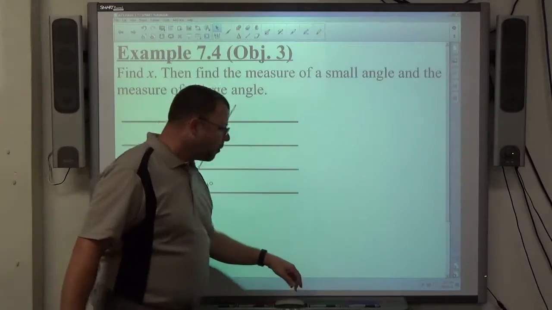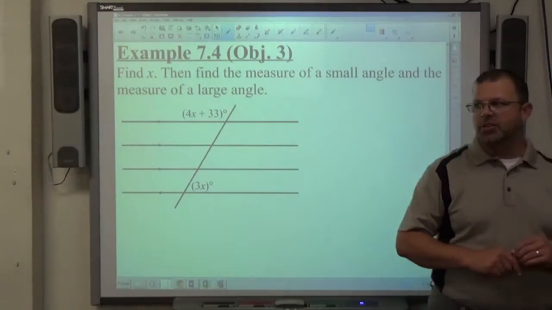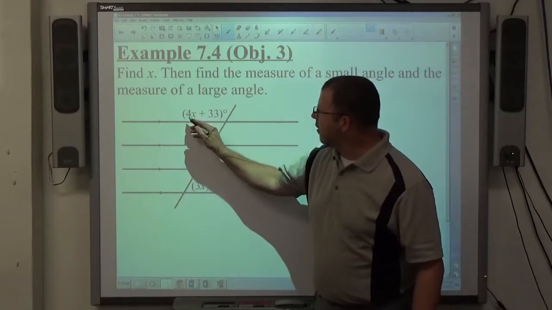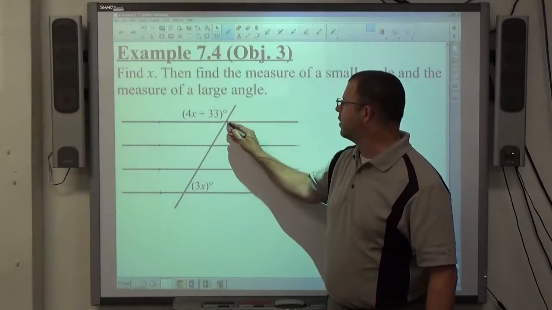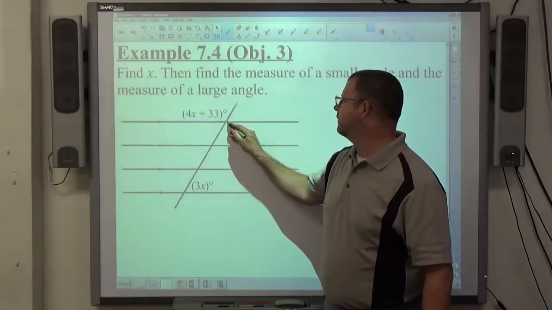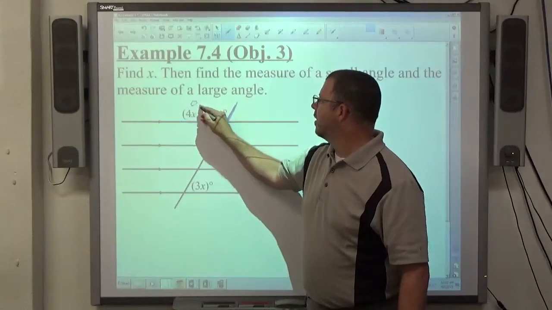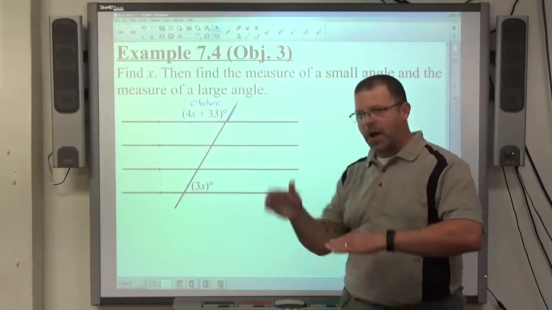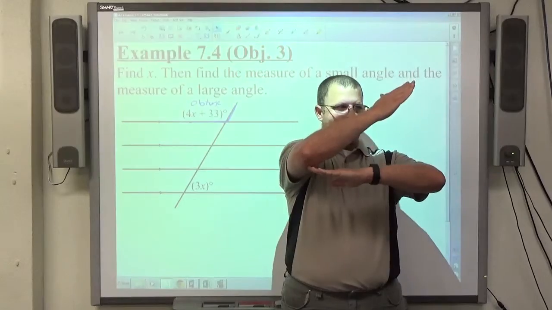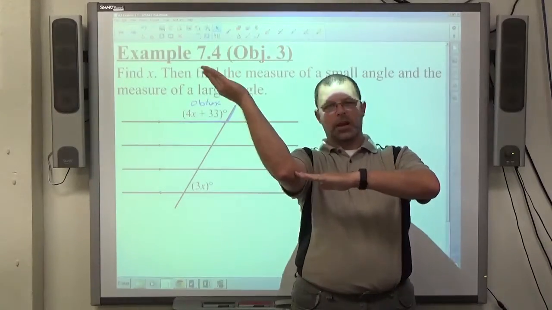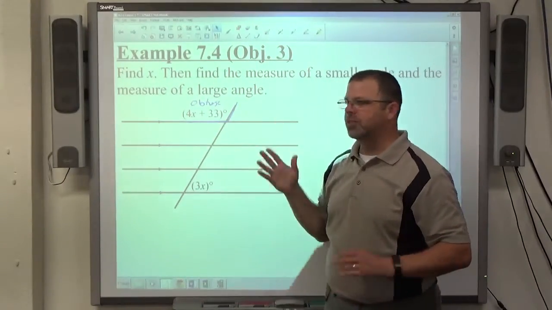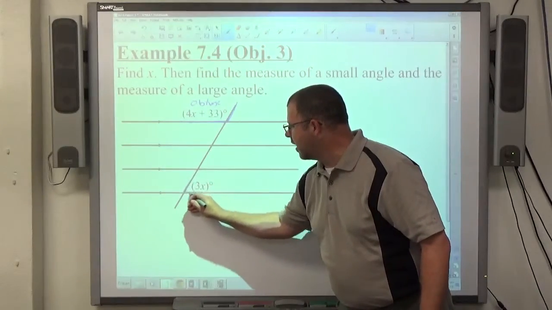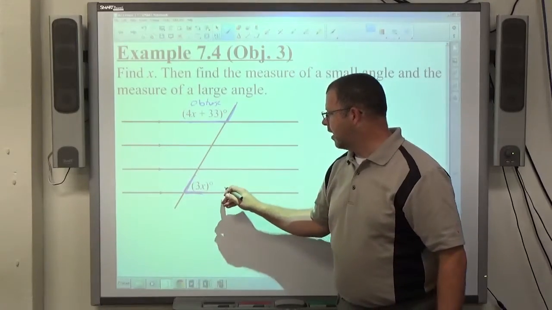When we deal with parallel lines cut by a transversal, my advice has always been to focus on acute and obtuse. So looking at this angle here, 4x plus 33, what kind of angle is that? Obtuse. That's an obtuse angle, right? Your decision making on this is real simple. A right angle looks like this. Acute would be less than 90, obtuse bigger than 90. So that one opens up to bigger than an L, so it's obtuse. And if you look at 3x, which is down here in this nook, that is acute.